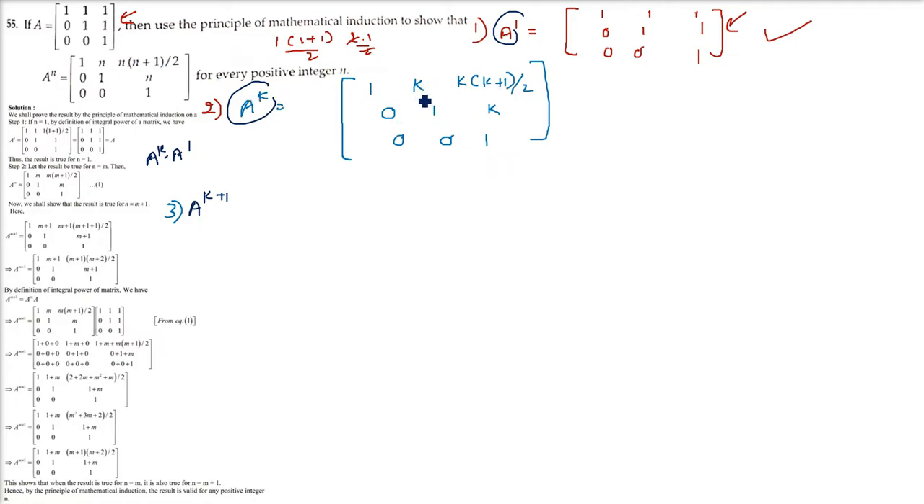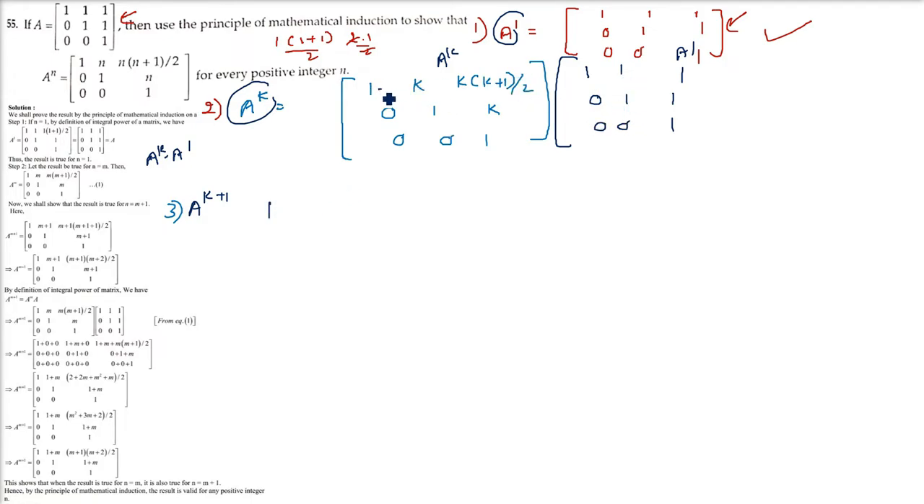A raised k plus 1, how do we write? A raised k into A raised 1. So wherever you see k here, the answer should be k plus 1. Everywhere k plus 1 should come. So now I am writing A raised 1 because I am multiplying A raised k with A raised 1. This is simple matrix multiplication. So 1 into 1 is 1, k into 0 is 0, k(k plus 1) by 2 into 0 is 0. So only 1 will remain.